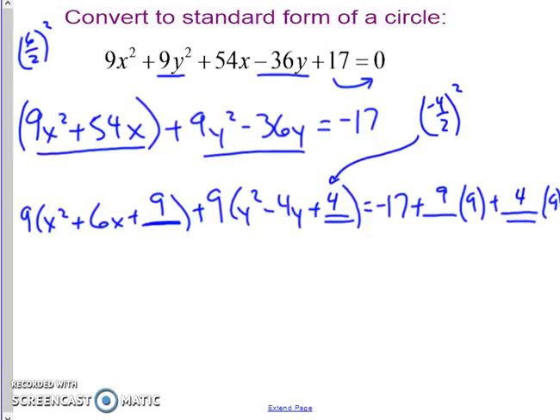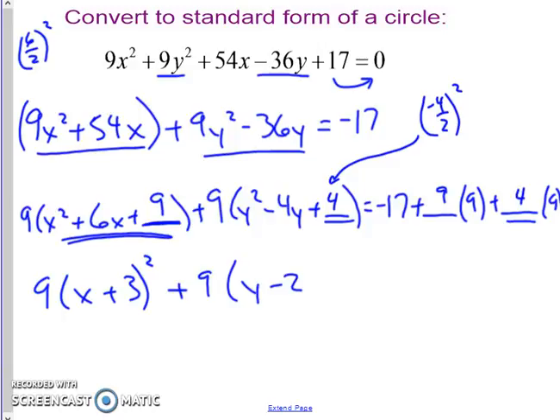And then we'll go ahead and factor here for our x value. So we'll get that to be x plus 3 quantity squared. We'll factor for our y's. That'll be y minus 2 quantity squared. And if I add on the right hand side, that should equal 100.